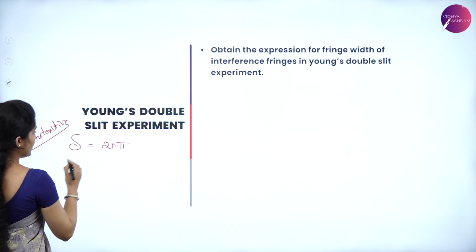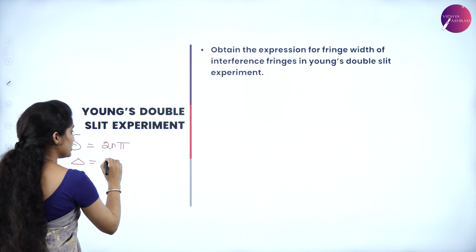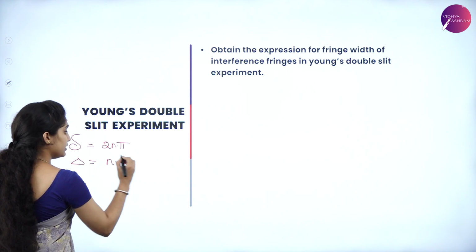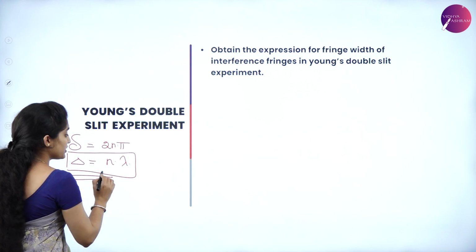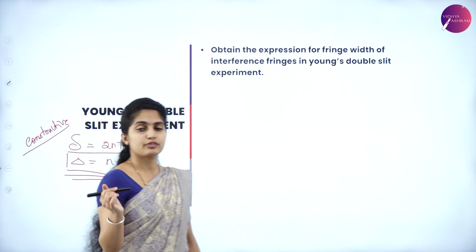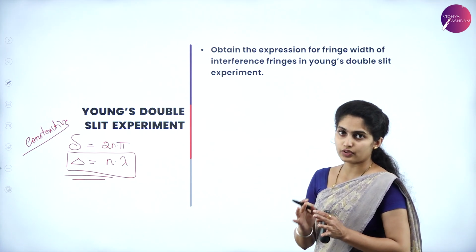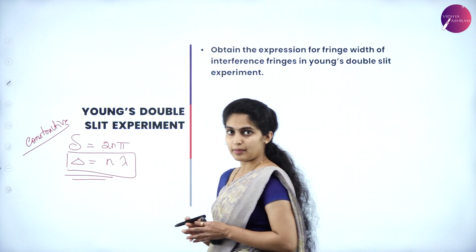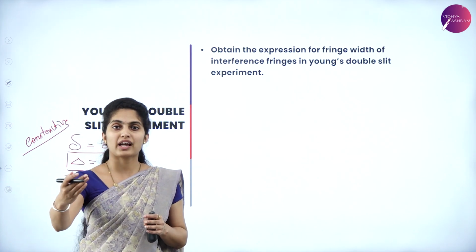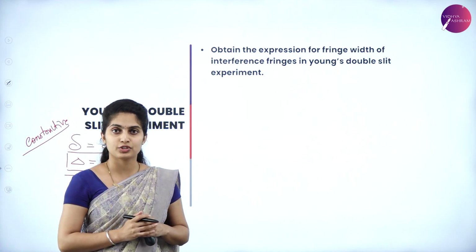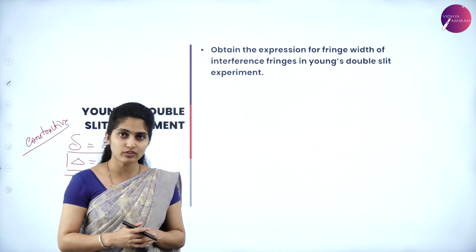This is for the constructive interference. Having this, we need to get the path difference. Path difference will be equal to nλ. So this is the path difference for the constructive interference and it's the phase difference for the constructive interference. These are the two conditions for the constructive interference to happen. In case of constructive interference, we have the higher magnitude. Higher is the magnitude, higher is the intensity.